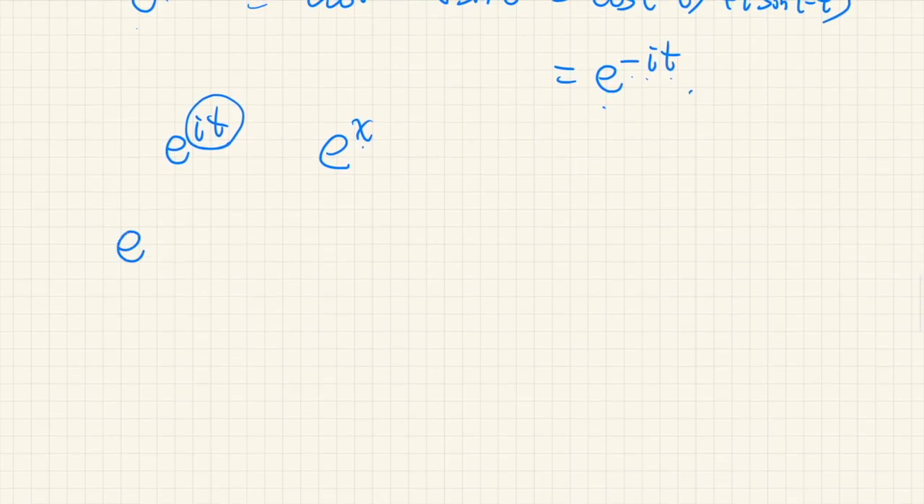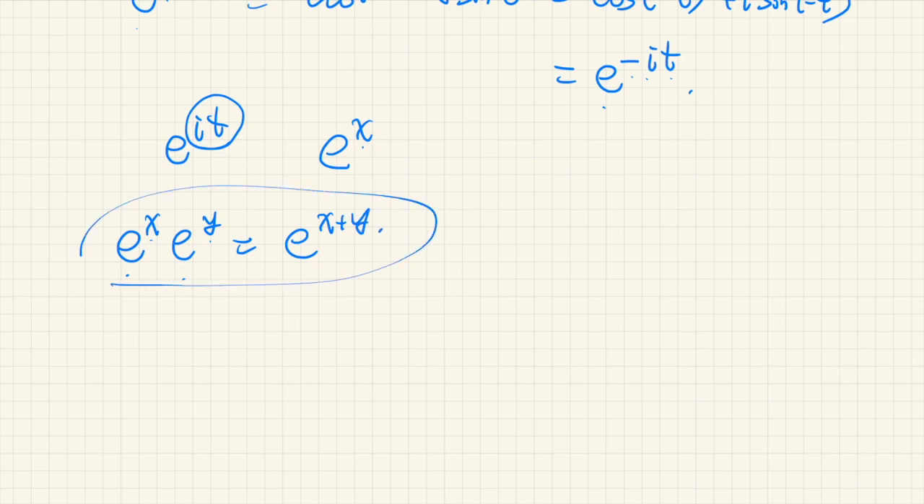So for the real exponential function, we have this relation. Exponential of x times exponential of y, where x and y are real, is equal to exponential of x plus y, right? So in fact, we also have this: exponential of i t times exponential of i s is equal to exponential of i(t plus s). So let's show this.